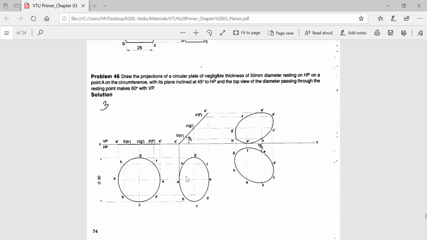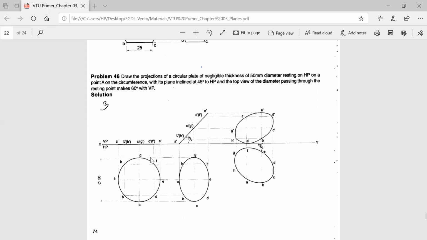There will be a reduction in the area of the circular lamina. So this will be the apparent shape of the circular lamina that you get in the second stage. Whenever you get a problem where the point is resting on a circumference of HP or VP, you will directly do it without the beta angle.